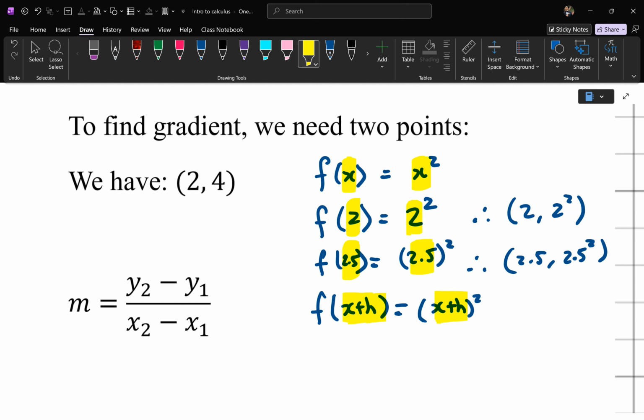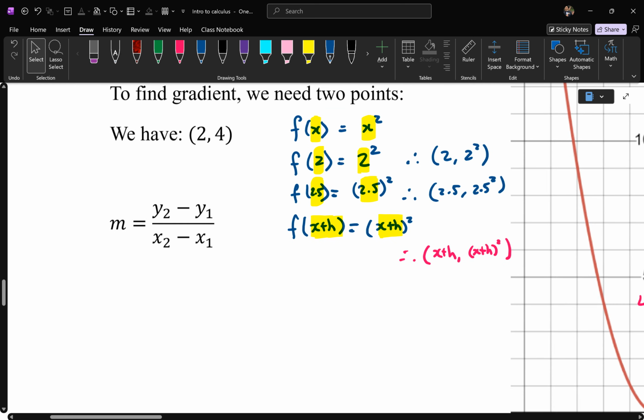So the x coordinate would be x plus h, and the y coordinate would then be x plus h squared. You see what I'm doing there? I'm doing exactly what we wrote here. When it's 2, it's 2 squared. When it's 2.5, it's 2.5 squared. So if this is x plus h, that must be x plus h squared.